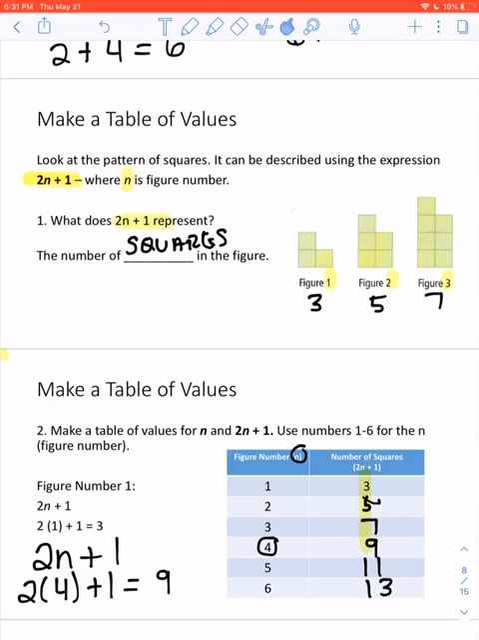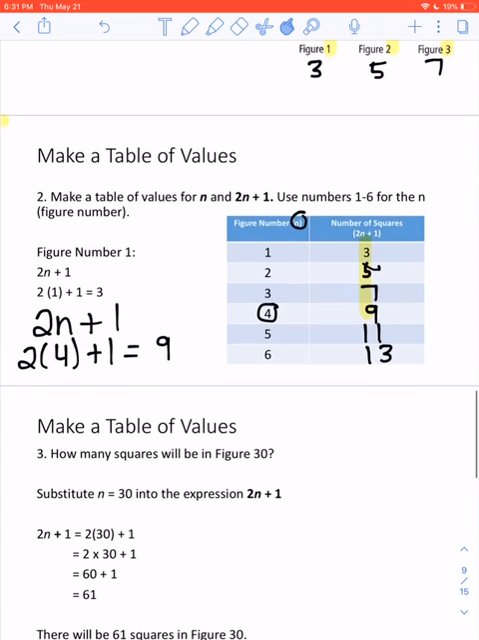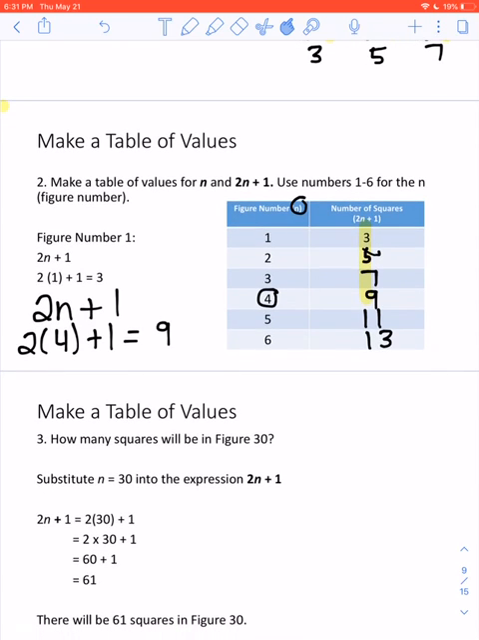Now is going to come the question where I might say to you, okay, how many squares would figure number 60 have? Or something like that. Okay, here it is. How many squares will be in figure 30? Well, I'm not going to just extend this table and keep skip counting. That would take way too long. That's why all I have to do now is use this expression and plug in whatever figure number.